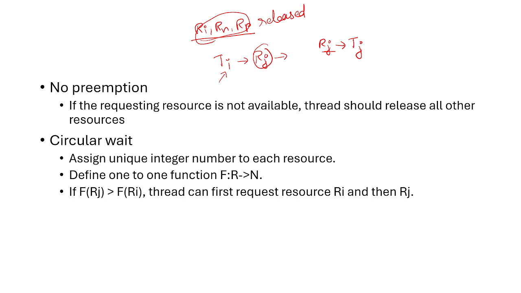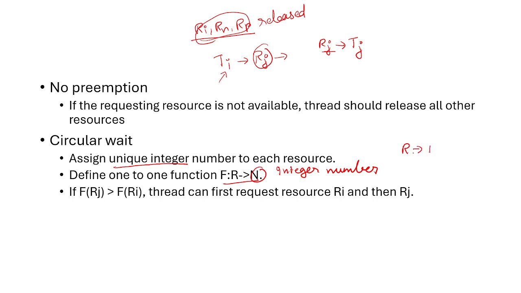Next one, the circular wait. For every resource we need to assign a unique integer. Consider we define a function f that maps each resource R to an integer n. Then, while the thread is requesting resources, it requests the resource having the minimum number first.